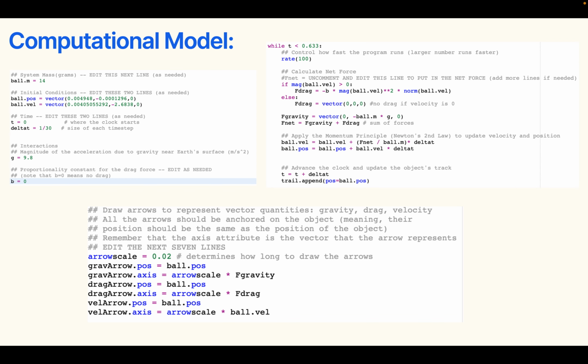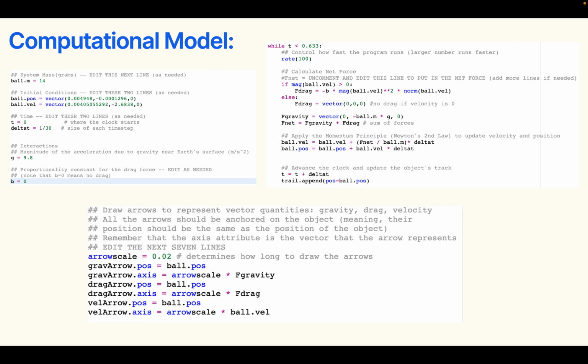For the computational model, I changed the ball's mass to 14, which is in grams, as well as the ball's position and velocity vectors to match the ones I got. I kept the delta t to be 1/30 for the size of each timestep. The drag coefficient is the b factor from the drag force equation that can be manipulated to see the outcome.